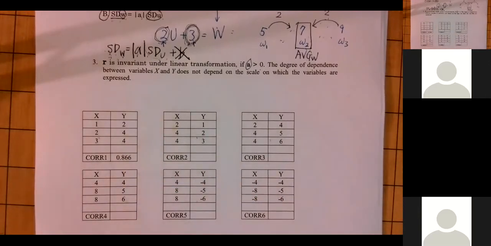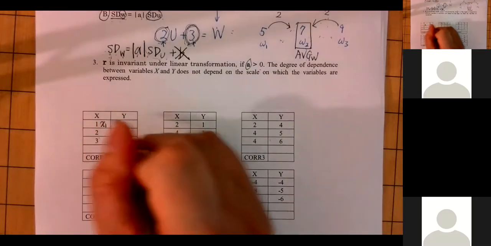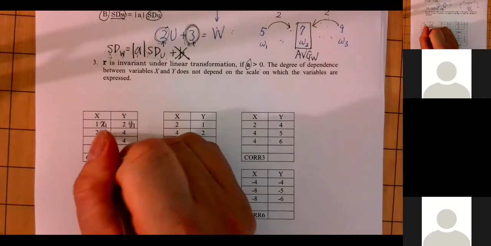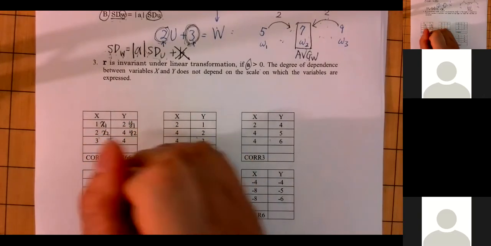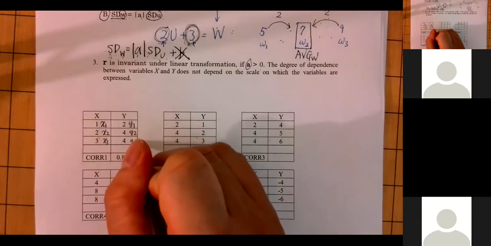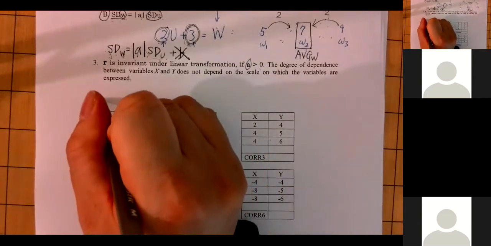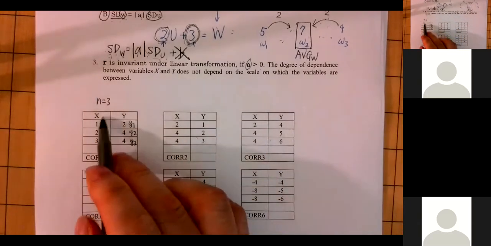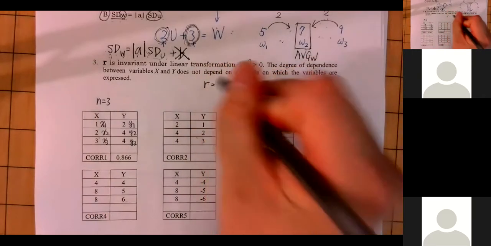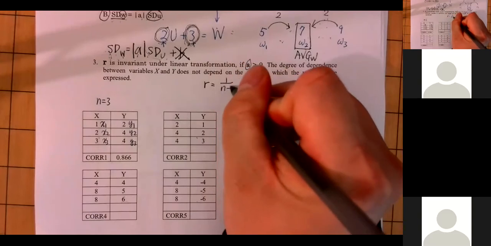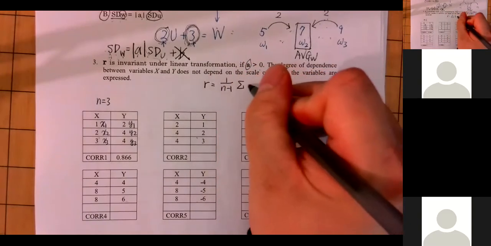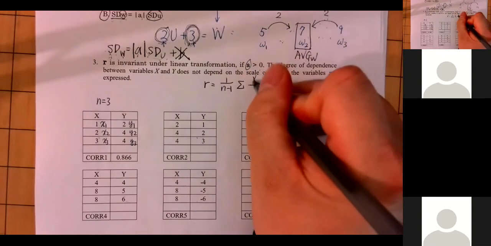Let's work on this one by one. First, let's begin with this one, okay? This is X1, Y1, X2, Y2, X3, Y3. The size of the data is only 3, a very simple data set. You can use the formula to compute its correlation coefficient.